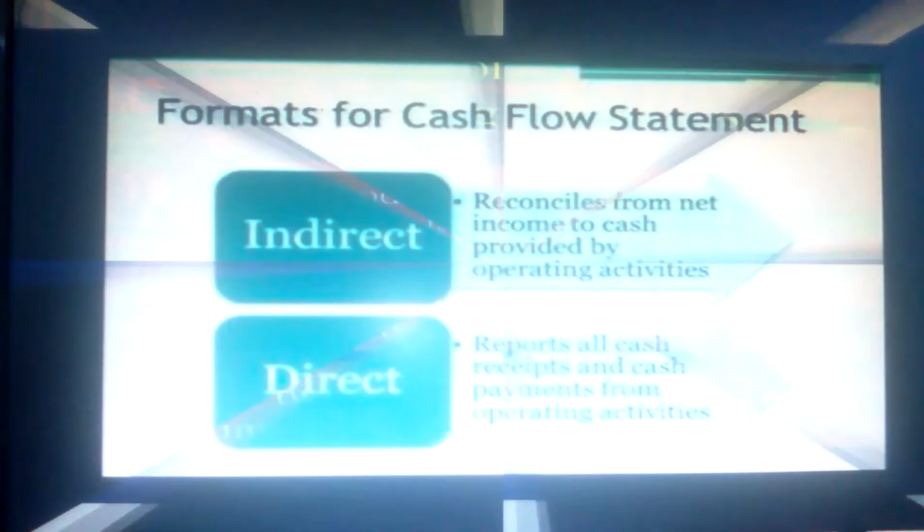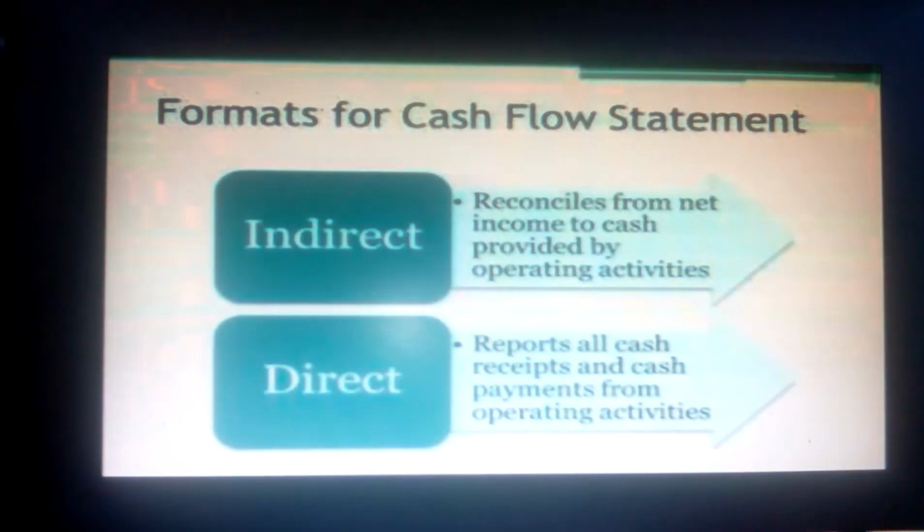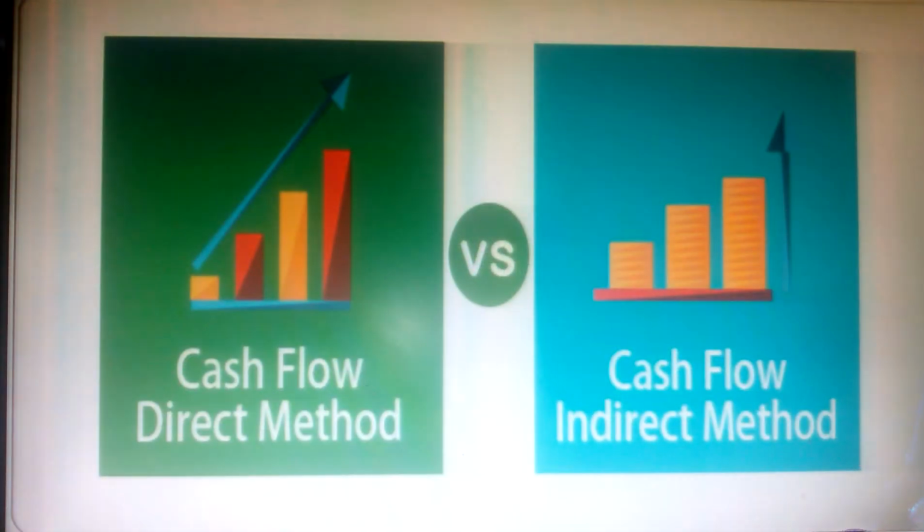So what is the format for cash flow statements? Once again, the indirect method is nothing but reconciling from net income to cash provided by operating activities, and the direct method reports all cash receipts and all cash payments from operating activities. Naturally the confusion will come: which is the better method, cash flow direct method or cash flow indirect method?